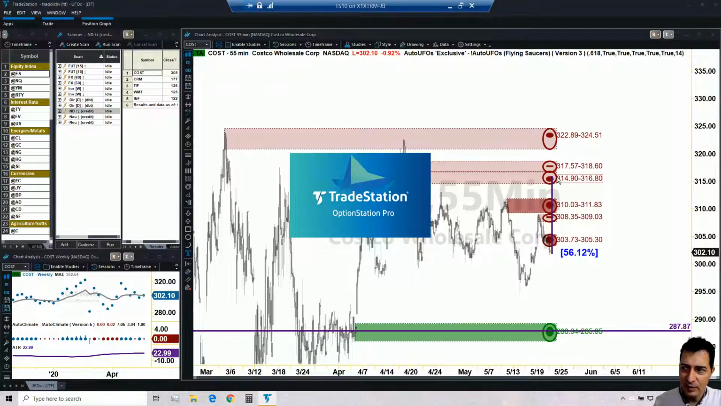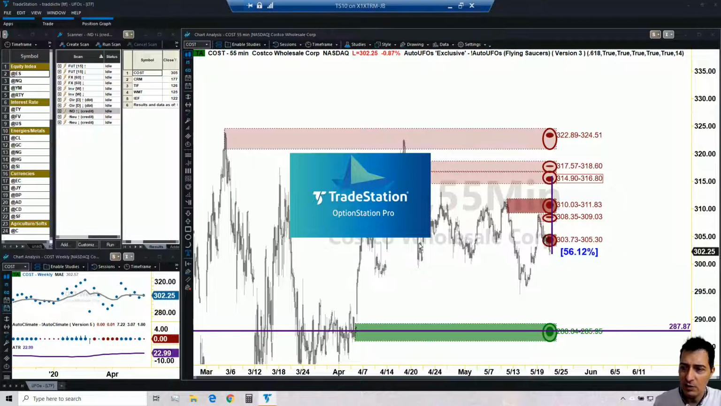So I'm going to look at the 317 or above call, something like that, or maybe the 315. We'll see what's available on the option chain because it's a higher price point stock. We may have $5 strike price increments. We're going to see that in a minute, the moment we get OptionStation Pro loaded, and we will see what's possible.